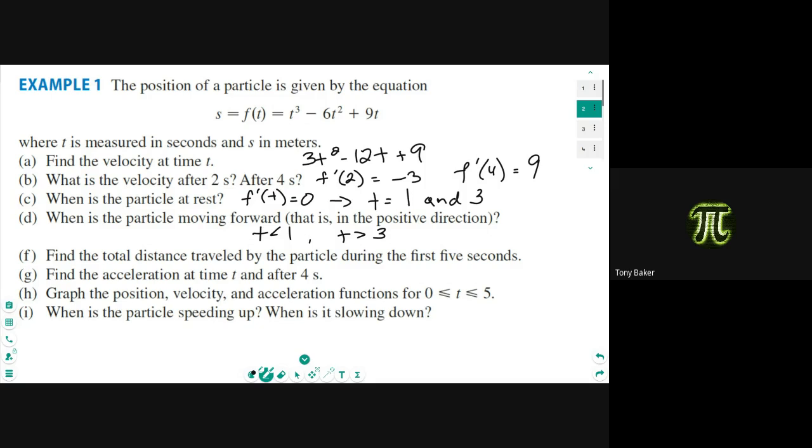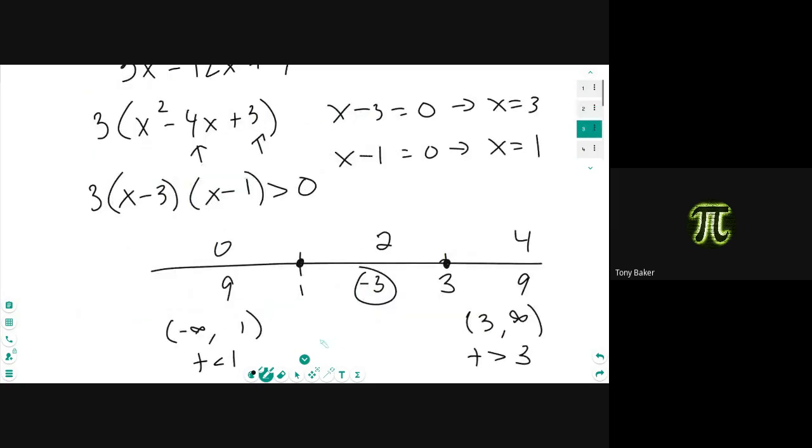So how would we figure out distance? We need to look at where it changes direction, right? Where does it change direction? Well, if we're looking at this, we just did this part, right? I know it's positive. It's going to the right over here, right? It's going to the left here because its velocity is negative, correct? And then it's going to the right here. So where is it changing direction? At 1 and at 3.